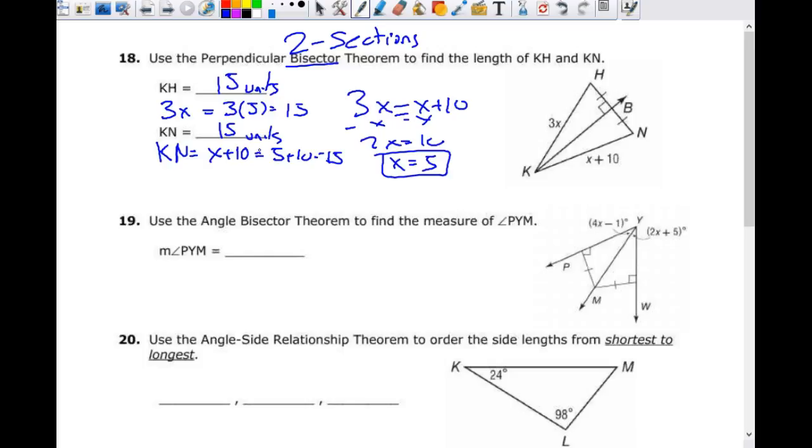Did you really have to do both of them? No. We know this is equal to this. It's a good way to check to make sure you're right, though. That didn't make sense?